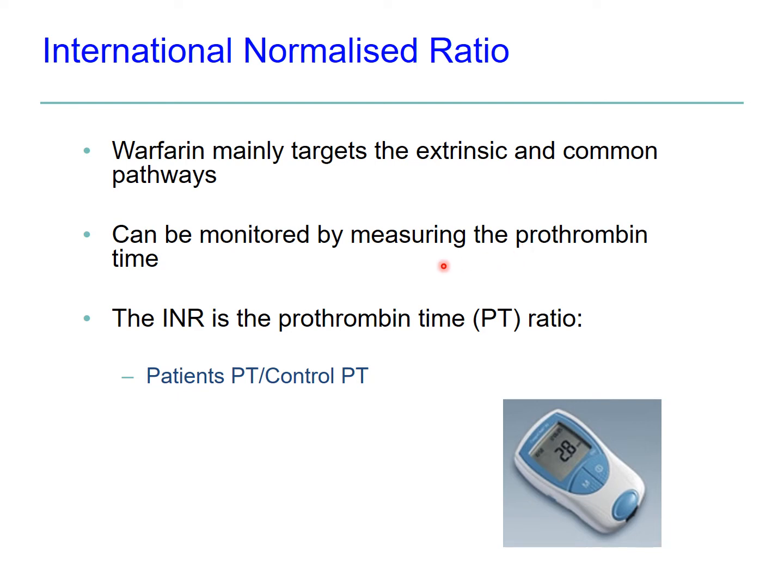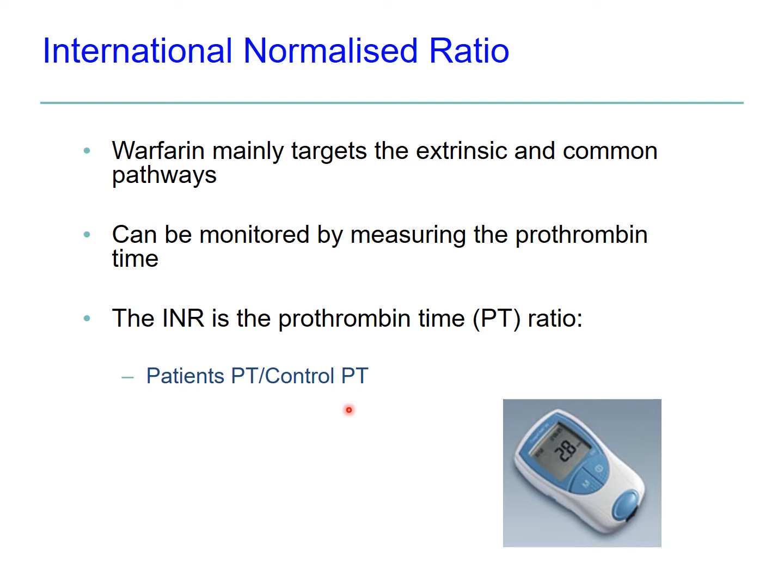So therefore, in order to standardize the prothrombin time, the international normalized ratio or INR test has been developed, which is basically the patient's prothrombin time compared to a control. So that gives you a ratio. So obviously in a fit and healthy patient who is not on any medication, their INR would be 1.